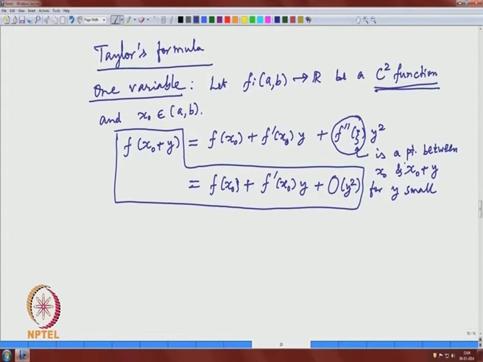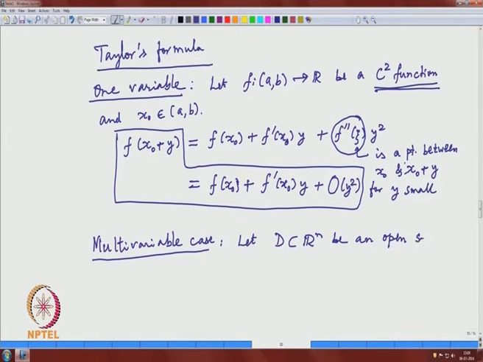to the multivariable case. So, again let me start with one real valued function, multivariable case. In fact, we reduce it to the one variable case. So, let D belonging to R n be an open set and f, not the same as that f, now it is defined on this D to R, be a C2 function.